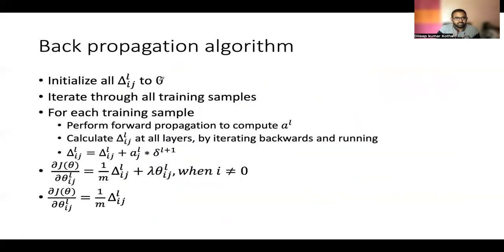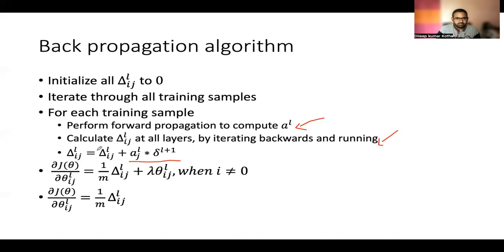Initially we will put all delta to 0 and iterate through all training samples. So this is like a for loop where we go through all training samples. For each training sample, we perform forward propagation and compute a^l, which means the activation function output for each layer. And then, by iterating backwards, we calculate this value, which is nothing but the delta values.